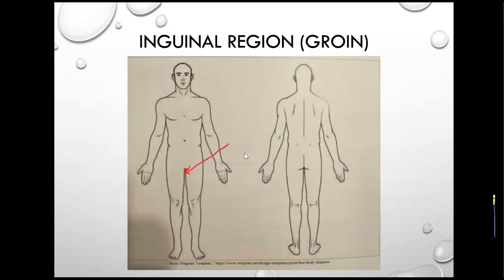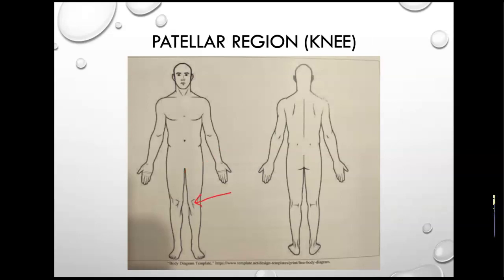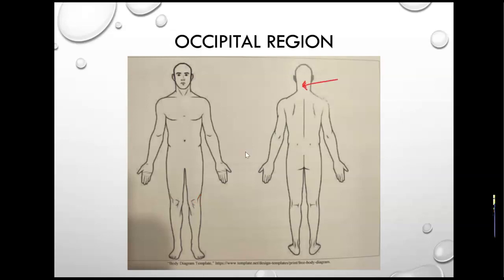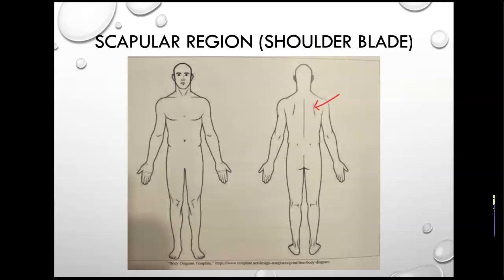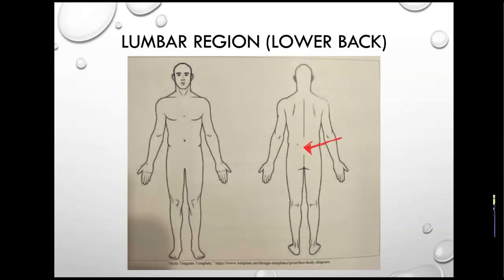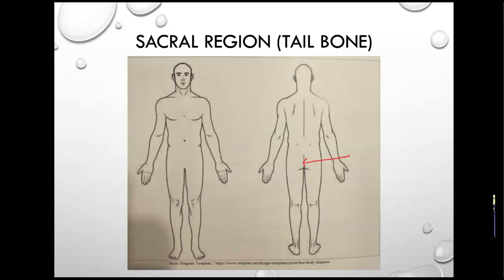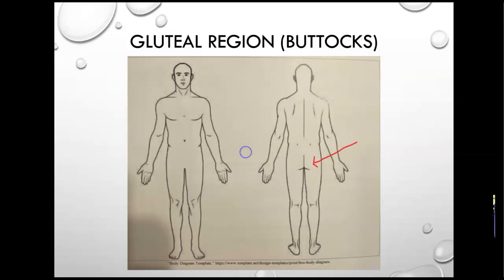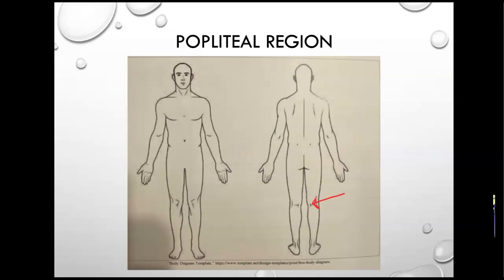The inguinal region refers to your groin, or kind of that area where your legs are going to attach to the torso of your body. The patellar region is the anterior knee. Occipital region is the lower back of your head. Scapular region refers to your shoulder blade. Vertebral region refers to along the spinal cord or along your backbone. The lumbar region is lower back. Sacral region is your tailbone. The gluteal region refers to your buttocks. Popliteal region refers to the back of the knee.